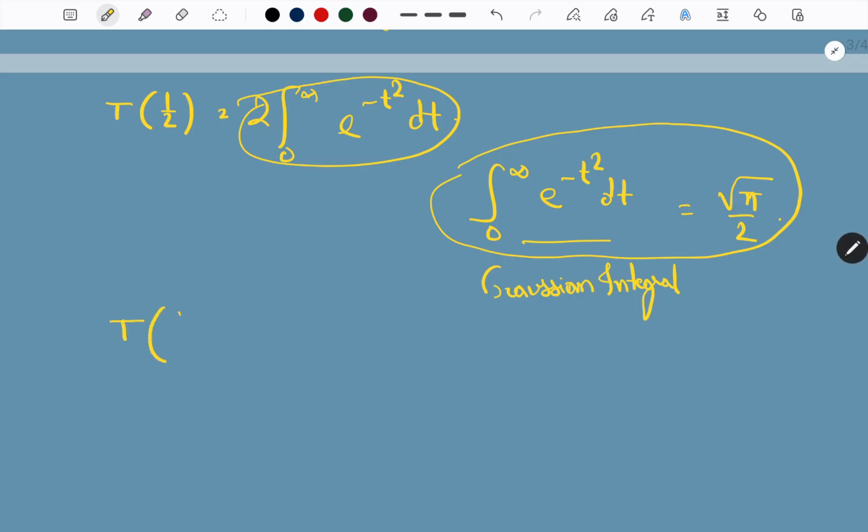Hence tau of 1 by 2 will be equal to 2 into root pi by 2, which is equal to root pi, and hence the answer. So this is the value.